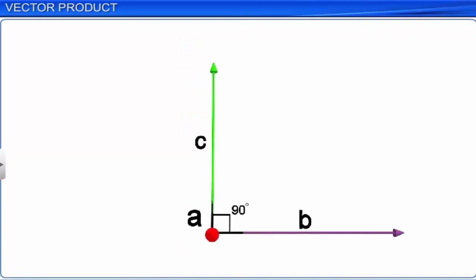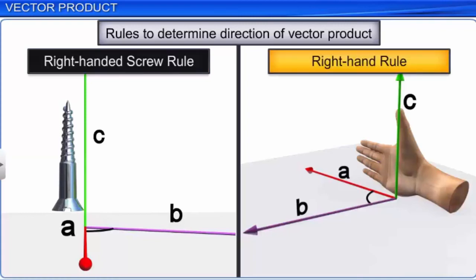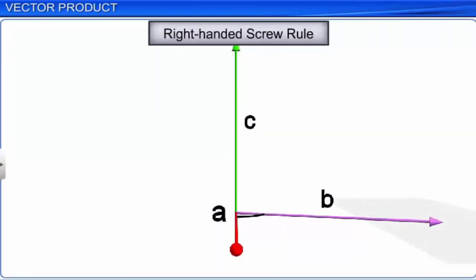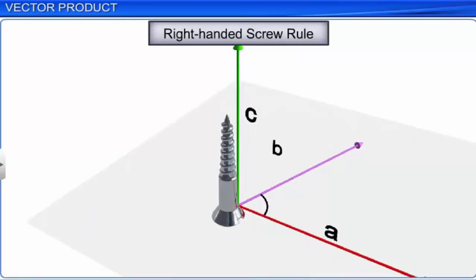There are two simple rules to determine the direction of a vector product, namely the right-handed screw rule and the right-hand rule. When a right-handed screw is placed perpendicular to the AB plane with its head on it and rotated from A to B through the smaller angle, then the motion of the screw indicates the direction of the vector product of A and B, that is, C.